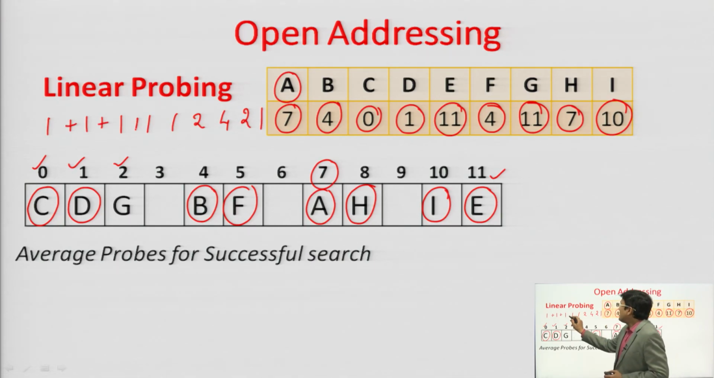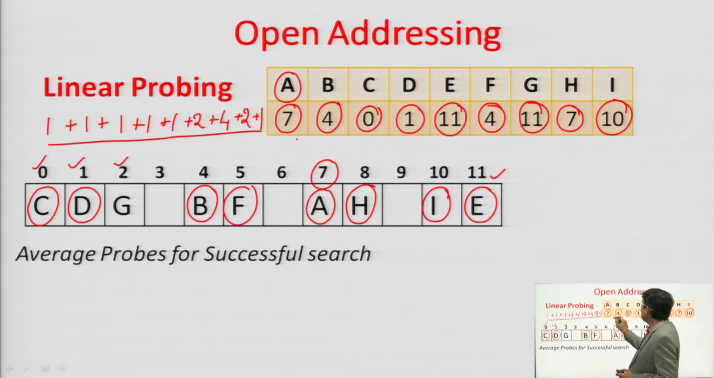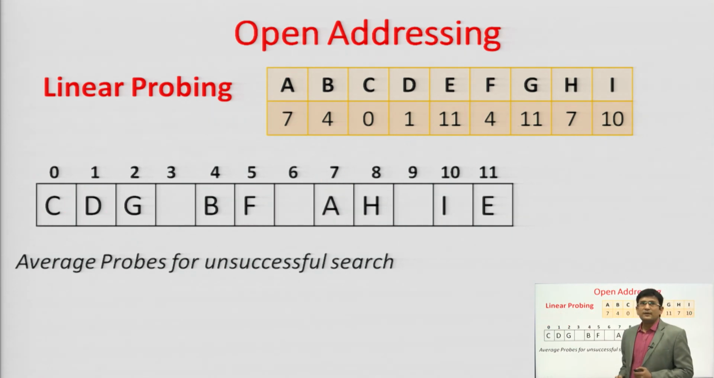So you just sum all these and divide it with the number of keys. So 1, 2, 3, 4, 5, 6, 7, 8, 9 are the keys. So you divide it with 9, that will be the average number of probes required for successful search. Similarly, you can find out the average number of probes for unsuccessful search. You search for the blank location. Wherever you find a blank location, you stop your search there. So you are actually finding out the unsuccessful searches.